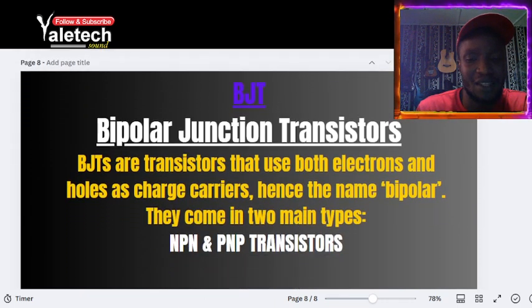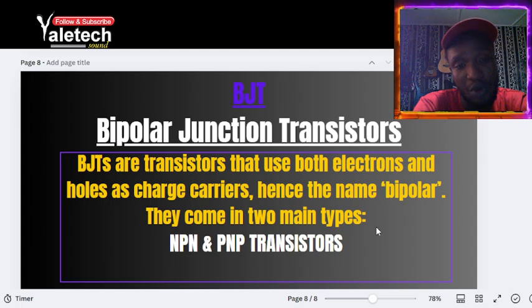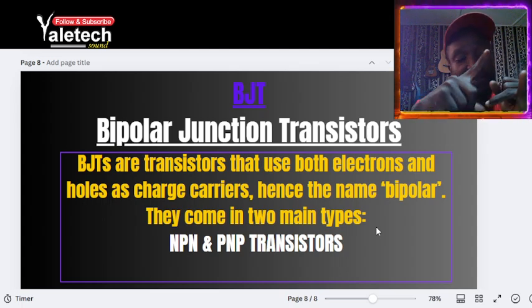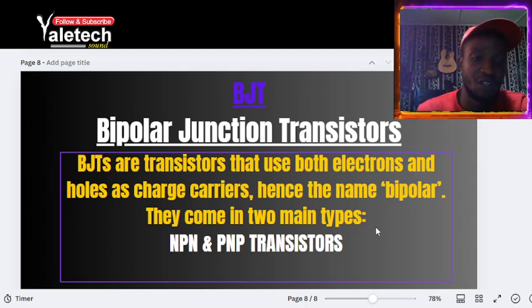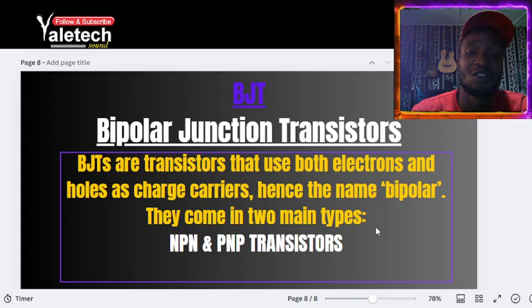So let's look at the last one, which is the BJT transistor. We'll call it bipolar junction transistor. Remember, we started from MOSFET, JFET, FET, IGBT, and now we are looking at the last one, which is the BJT transistor. BJTs are transistors that use both electrons and holes as carriers, and so on. Leave those. One thing you just need to know about it is to learn the BJT transistor.